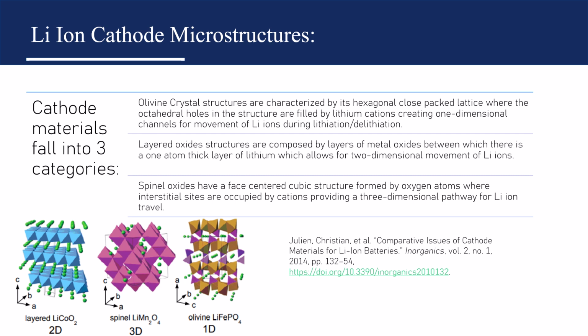The next type is layered oxides, and these structures are composed of layers of metal oxides between which there is a one atom thick layer of lithium, and this allows for a two-dimensional movement of lithium ions. And lastly, there are spinel oxides, which have a face-centered cubic structure, which are formed by oxygen atoms, where the interstitial sites are occupied by cations, which provides a three-dimensional pathway for lithium ion travel.